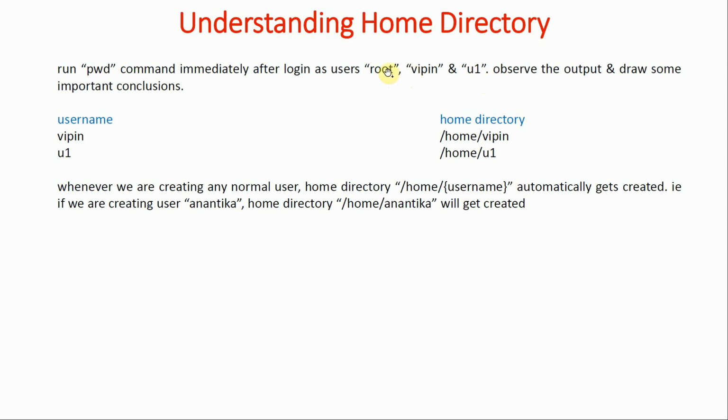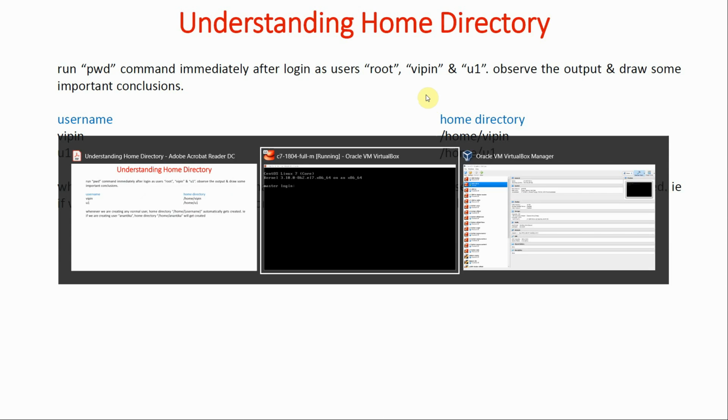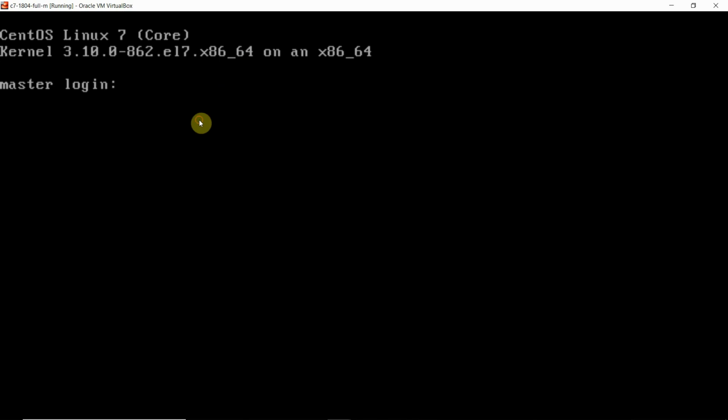Then we will log in as the root user, VPN user, and U1 user from different terminals. As all these users, we are going to run the command pwd, and we will observe the output and draw some important conclusions. So let us go to our virtual machine. I will log in as root user.